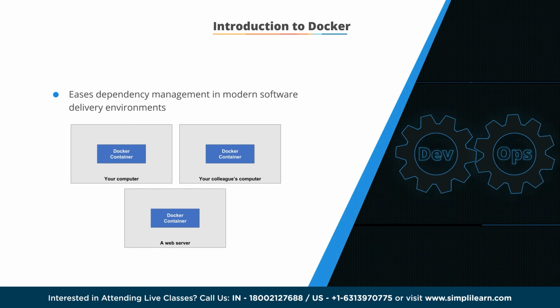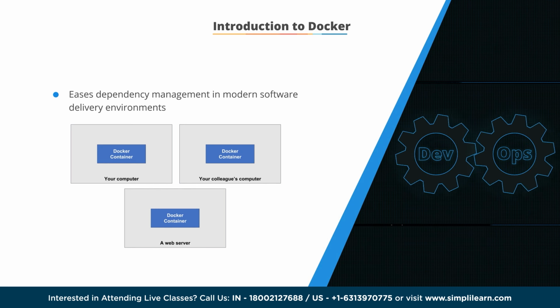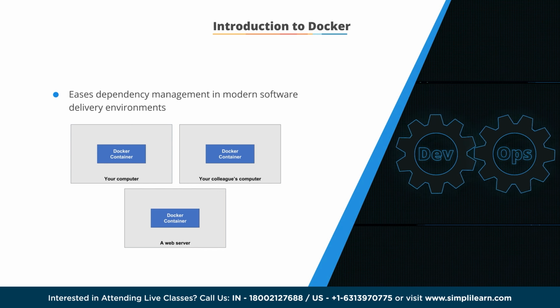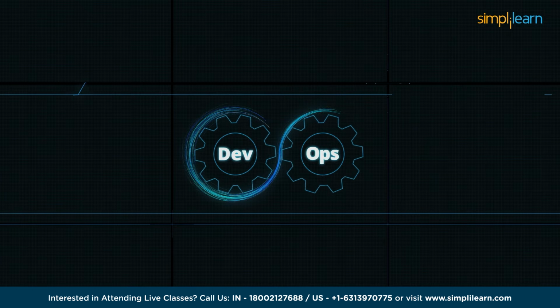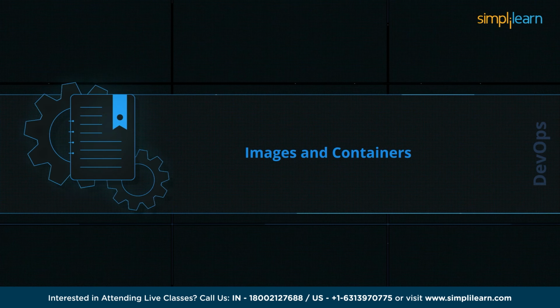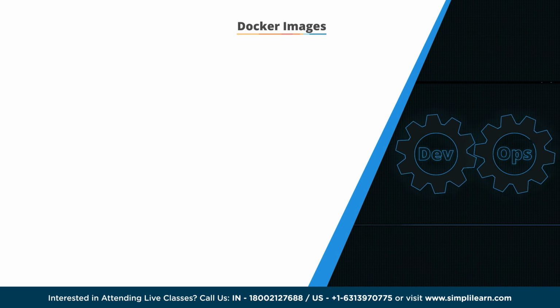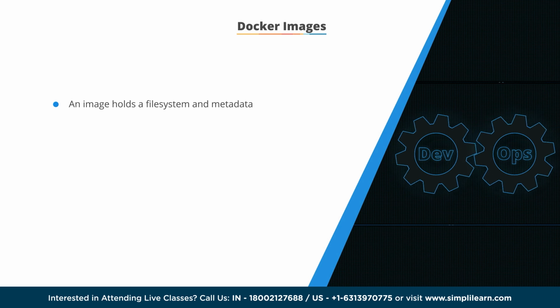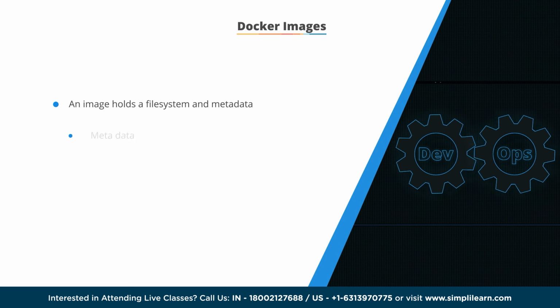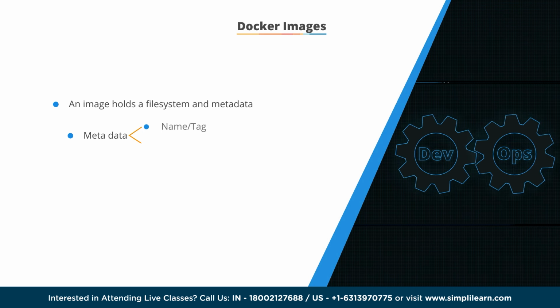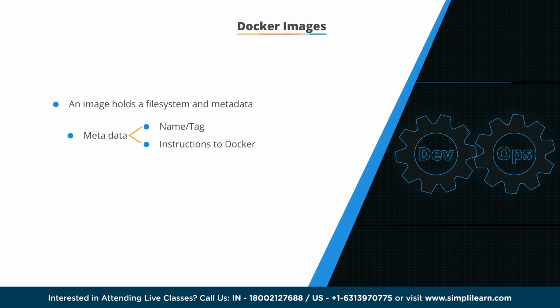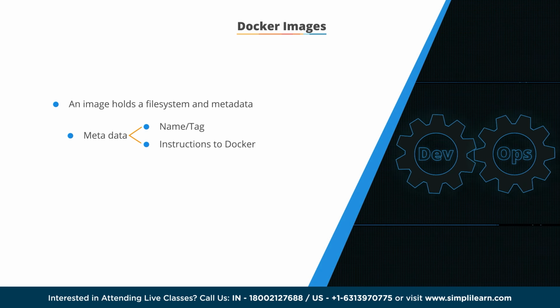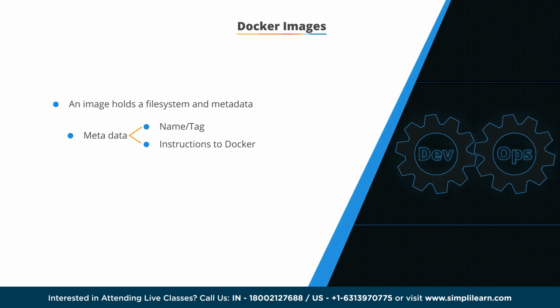On the other hand, a Docker container should not have any dependencies to the host it's running on, apart from Docker itself. It's important for you to understand what images and containers are, and what's the difference between them. For the purposes of this session, you can think of a Docker image as something that holds a file system and some metadata in it. The metadata includes things like the name or tag of the image, and instructions for Docker like what command to run by default when the image is started.